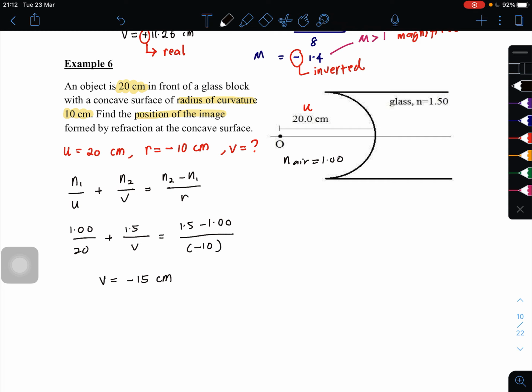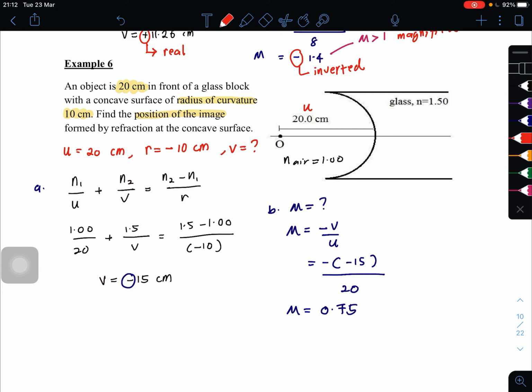Okay, if we want to find the linear magnification. Okay, dekat dalam soalan dia tidak minta, but now I want to find the linear magnification, the value for m. So again, kita akan guna m is equal to negative v over u. So masukkan negative, and then v kita dapat negative again kan. So masukkan lagi negative, divided by u adalah 20. So m is now positive 0.75.